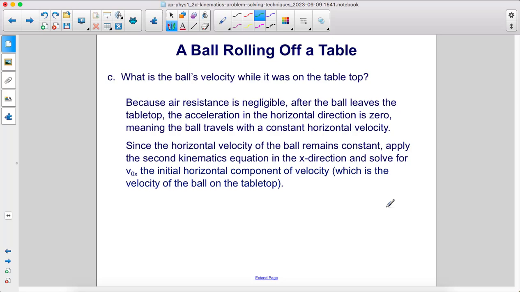What's the ball's velocity while it was on the tabletop? Because air resistance is negligible, after the ball leaves the tabletop, the acceleration in the horizontal direction is 0, meaning the ball travels with a constant horizontal velocity. Since the horizontal velocity of the ball remains constant, we're going to apply the second kinematics equation in the x direction and solve for v naught x, the initial horizontal component of velocity, which is the velocity of the ball on the tabletop.